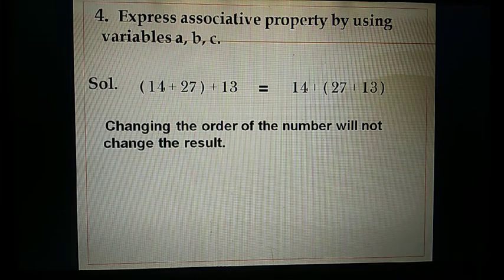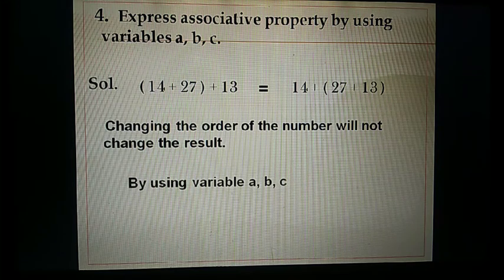Here we are considering 3 numbers. So expressing the same using variables a, b, c, you can write it as (a plus b) plus c equals a plus (b plus c).